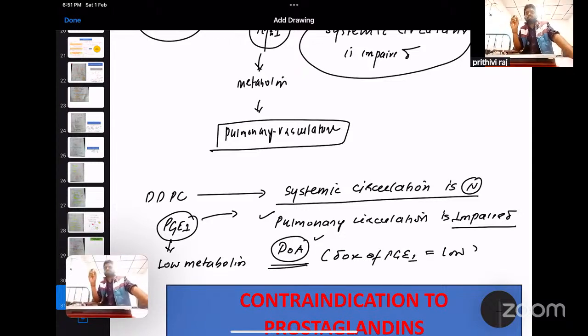In a duct-dependent systemic circulation, where you have to keep the ductus arteriosus patent by giving prostaglandin, since the pulmonary circulation is normal, there is more metabolism of whatever prostaglandin E1 you are giving. So the dose required to keep the patency will be more in a duct-dependent systemic circulation compared to a duct-dependent pulmonary circulation. The last point which you should know: what are the conditions where PGE1 is contraindicated?